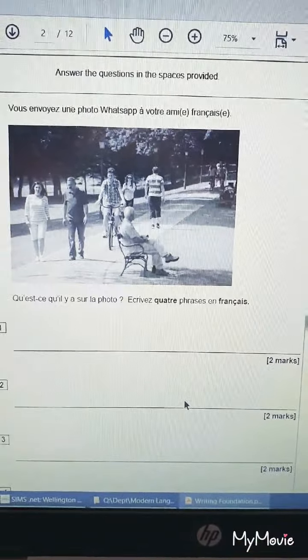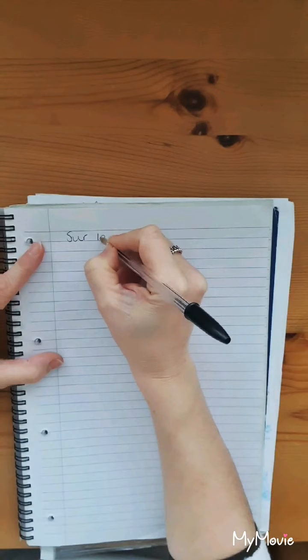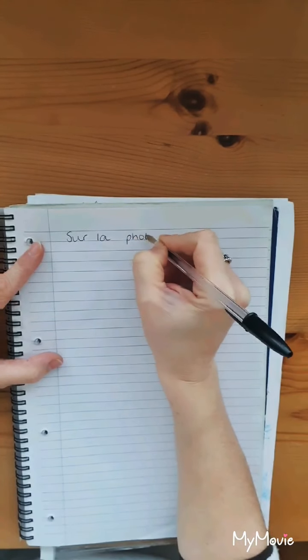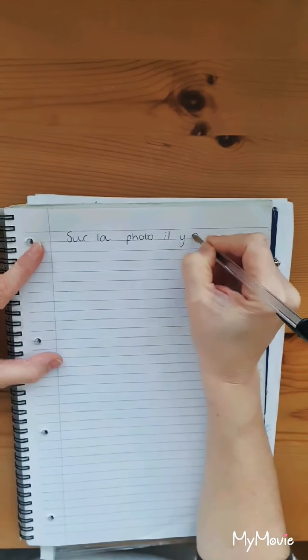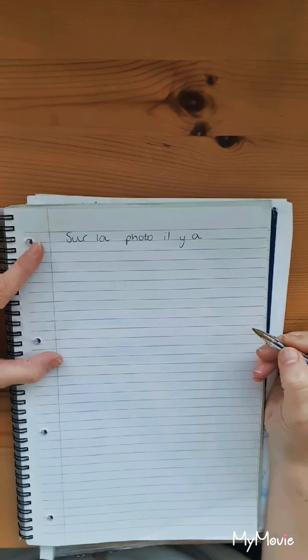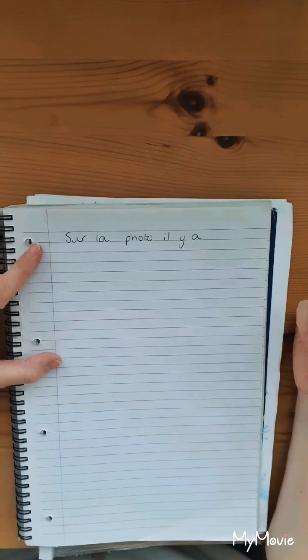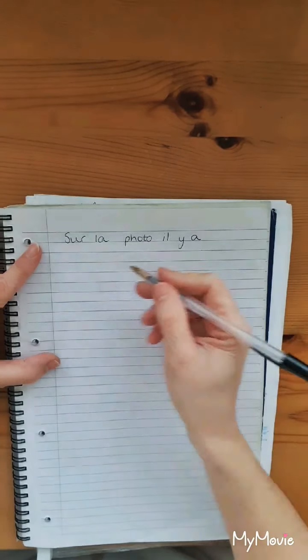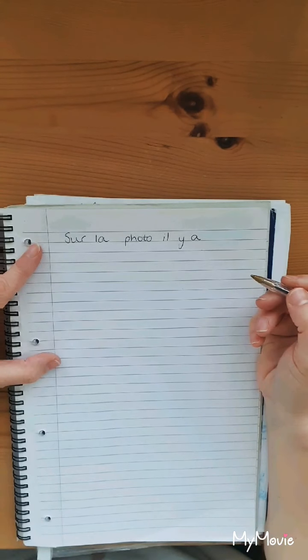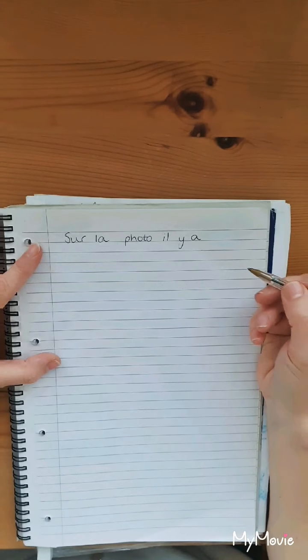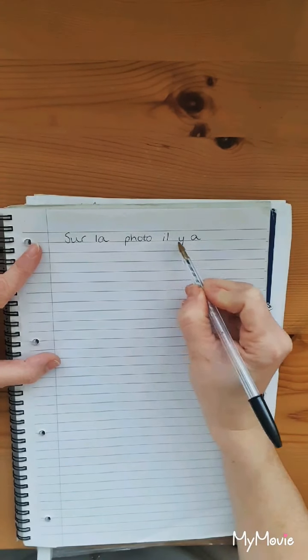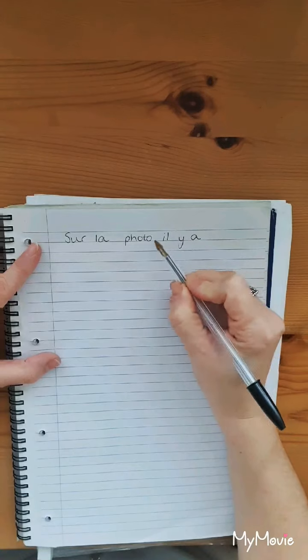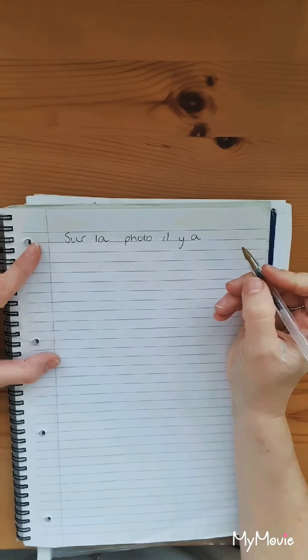So the first phrase that I want to teach you is the most useful phrase that you will have, and you can use this for every sentence that you write. Sur la photo, il y a. On the photo, there is or there are. Now we know we've got to write 4 sentences, but they can all start with this phrase. So sur la photo, il y a. Be careful with the way that you write il y a. This is the most important part of the phrase as it carries the verb.